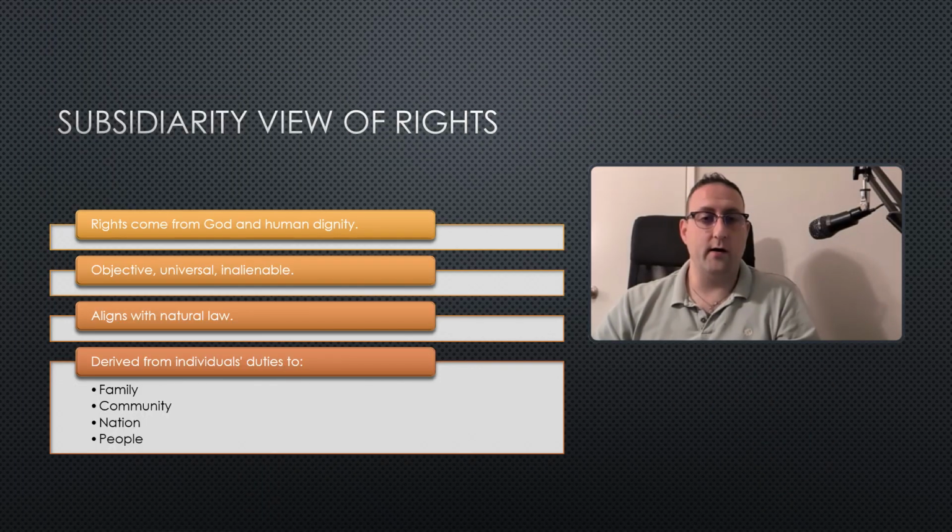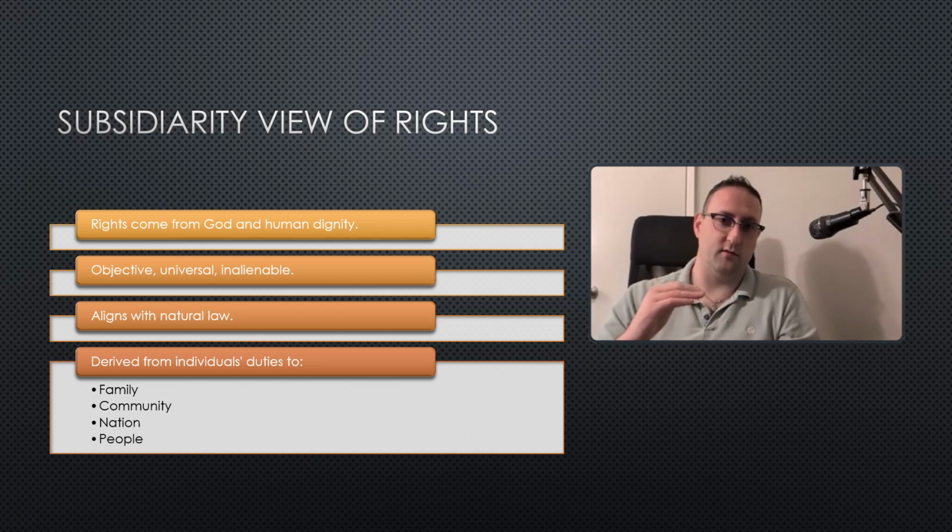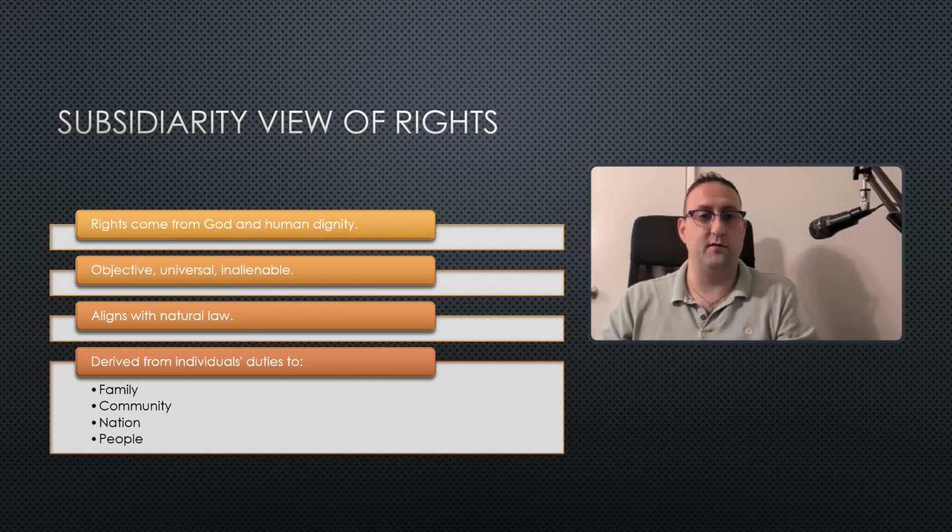Human rights come from God and human dignity under the subsidiarity framework. They're objective, universal, and unalienable. They also align with the natural law. They're derived from an individual's duties to their subsidiary levels of duty. So the primary duty of individuals is to their family, then their community, then their nation, and then their people. Ultimately, their duties are to the church, but many are not aware of those duties or haven't submitted themselves to those duties or that discipline.